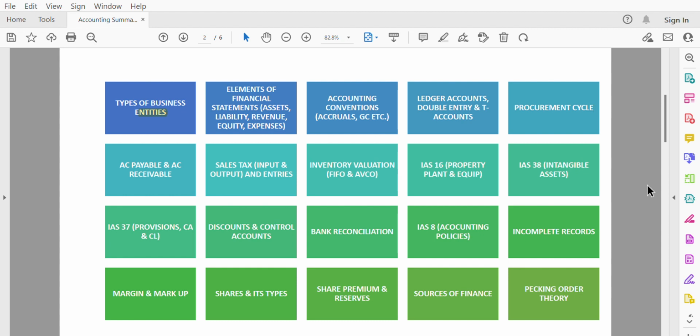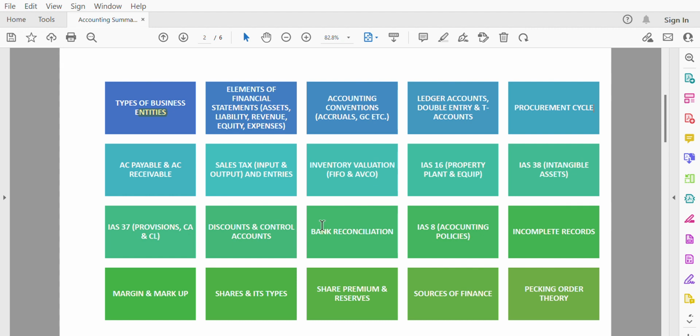Then we have IAS 37, provisions, contingent assets and contingent liabilities, and we would discuss the provision. What is a provision? A provision is a liability of uncertain timing or amount. What is a contingent asset and what is a contingent liability? These are subject to a condition, which means that the asset is contingent upon a certain condition being met, and the same goes for the liability. Then we would be discussing discounts.